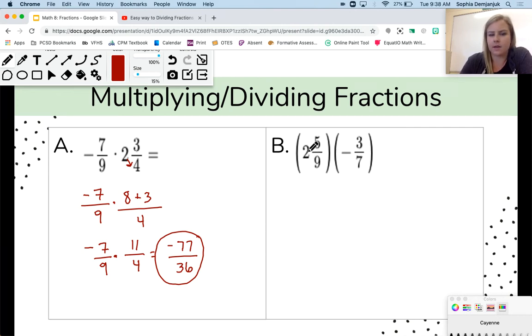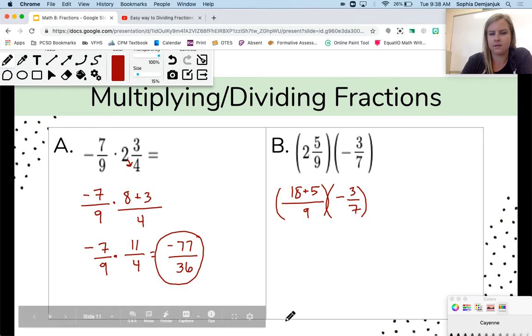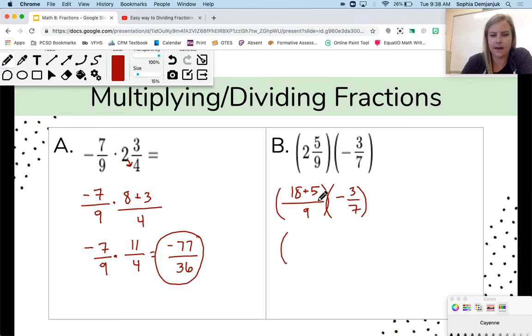Same thing with this second one. I have 2 times 9 to make it improper. Gives me 18. Add 5 to that over 9. I'm multiplying that with negative 3/7. Simplifying my numerator, I have 18 plus 5 right here, which results in 23 over 9. My second fraction is negative 3/7.